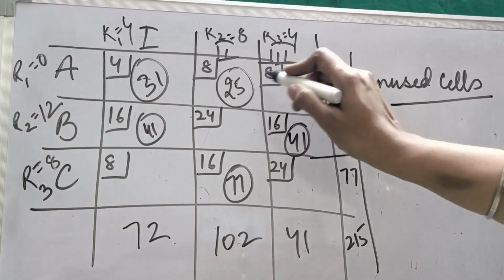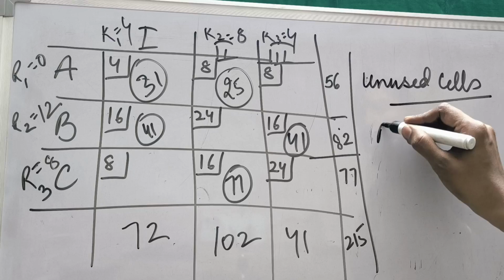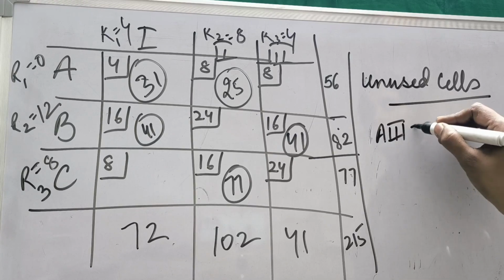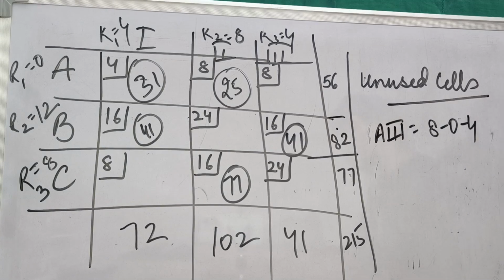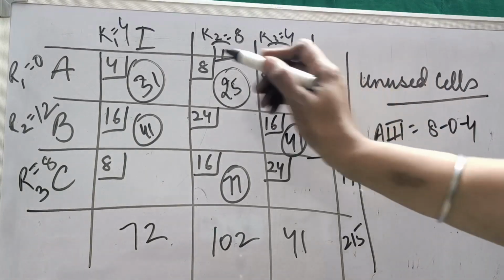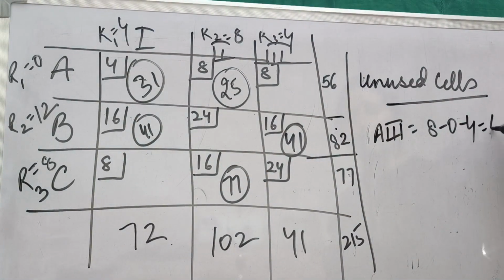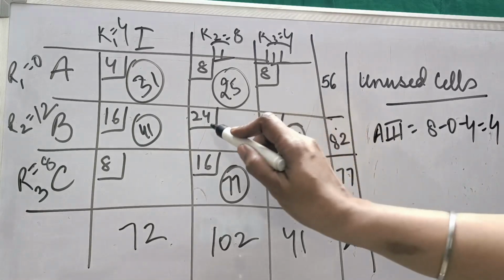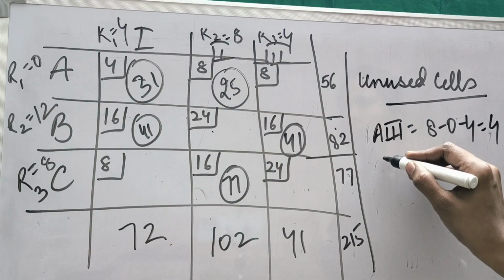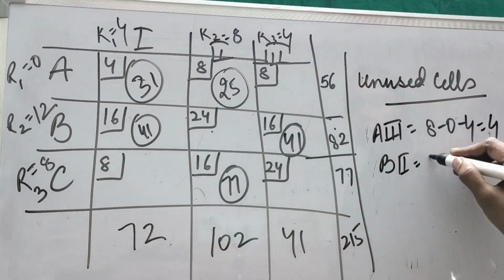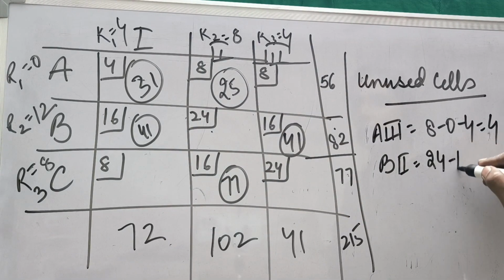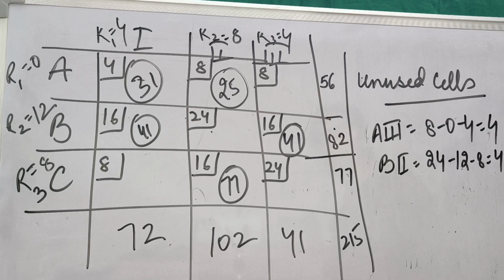So first, this is the unused cell, that is A3. If we have to calculate its value, 8 minus 0 minus 4. This is how you have learned in the previous table, 8 minus 0 minus 4. So this comes out to be positive 4. Here this is the unused cell, that is B2. For B2, 24 minus 12 minus 8. Again it will be coming out to be 4.